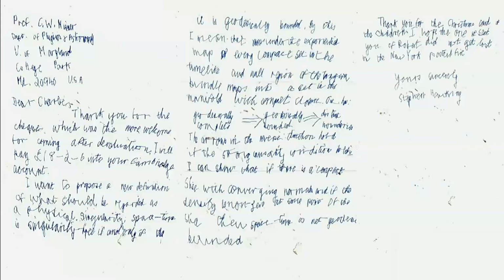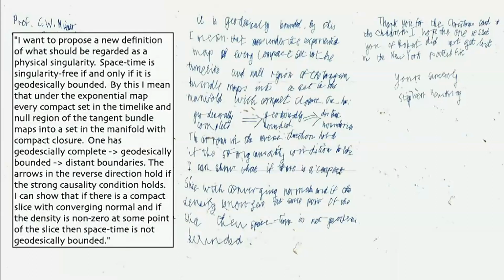It was written in about early 1968. And it's, I guess, probably one of the last things that Stephen wrote by hand, one of the last letters. The point of the letter is talking about singularity theorems. So Stephen learned from Roger Penrose about the idea that you could prove singularities. He wanted to extend it to the case of cosmology as opposed to black holes. And in this letter, he's introducing a new definition of what should be regarded as a physical singularity. He introduced the idea of geodesically bounded.